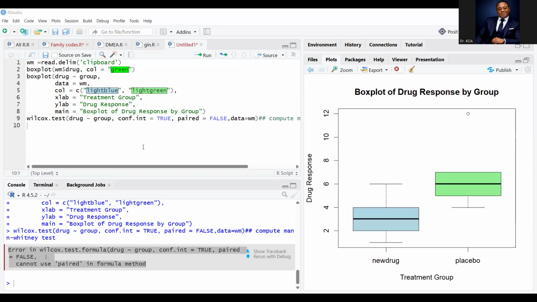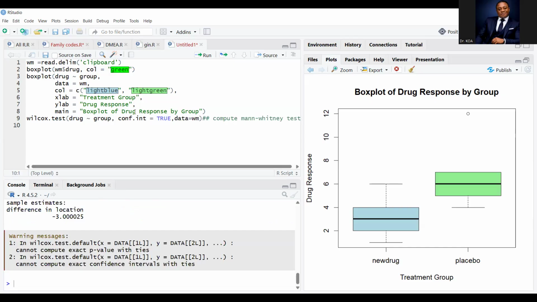Okay, so the formula does not accept the paired argument. So it's best to use, okay, let me edit it. So you have Wilcox.test, then you have drag tilde group, and then instead of the confidence interval, let me just remove the entire confidence interval. You don't need to write paired false. Remove the paired false, and run it. Well, we still have an error here. Let me check.